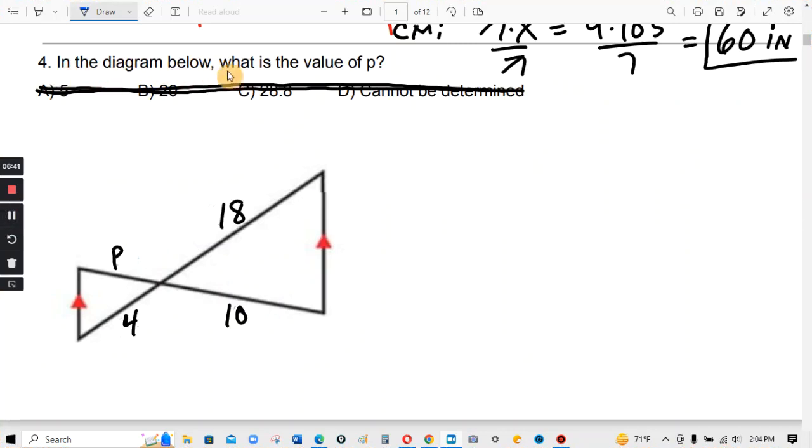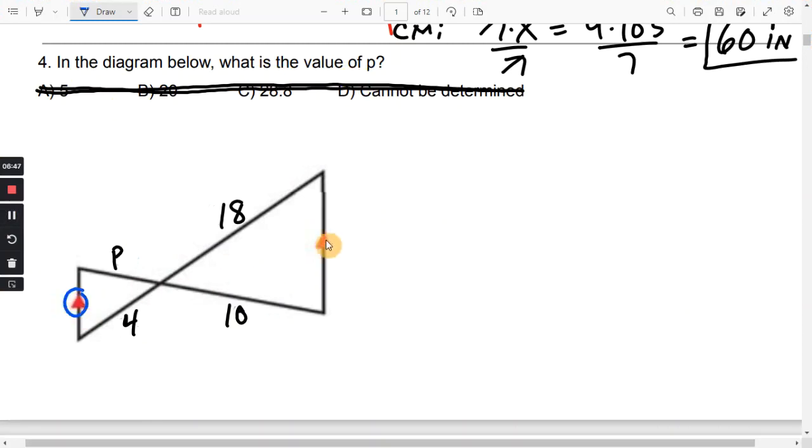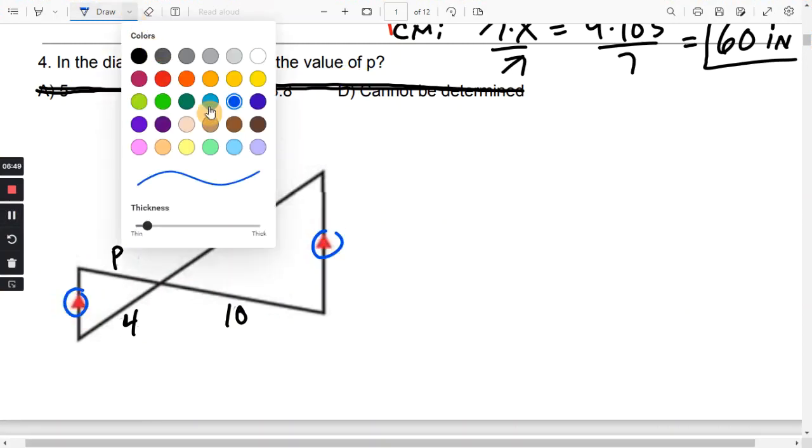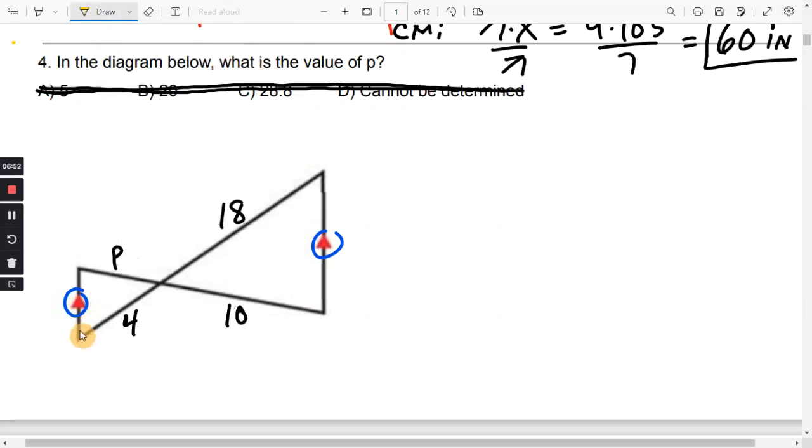Number 4, in the diagram below, what is the value of P? Okay, notice we have parallel sides here. So you want to look for the Z shape when you make the congruent angles. So you see if you make a Z like this, this, and this, the angles inside the Z match. They're congruent. So inside the Z, I'm going to match this one here and this one here. All right, so let me erase that.